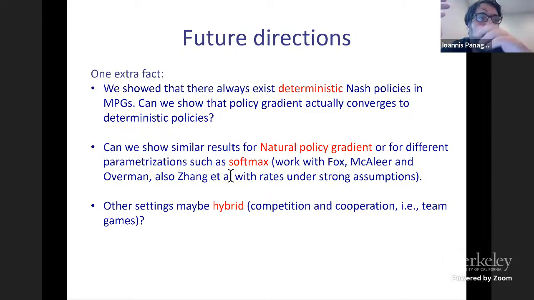So what happens in settings where you have both competition and cooperation? In particular, imagine settings where you have two teams that compete with each other, okay? Players inside one team cooperate with each other, but players of opposite teams compete with each other. This type of setting seems to be easier than general-sum games, but nevertheless is harder than zero-sum and potential games. We have some partial results along these lines, but this is also a very interesting future direction, especially because of all the negative, computational hardness results that have been shown recently.